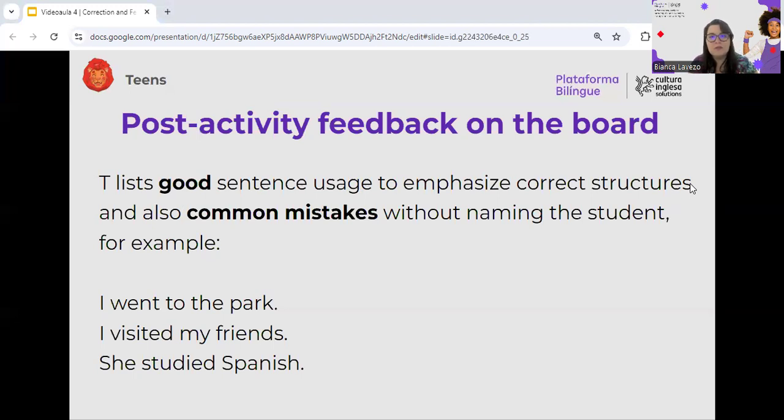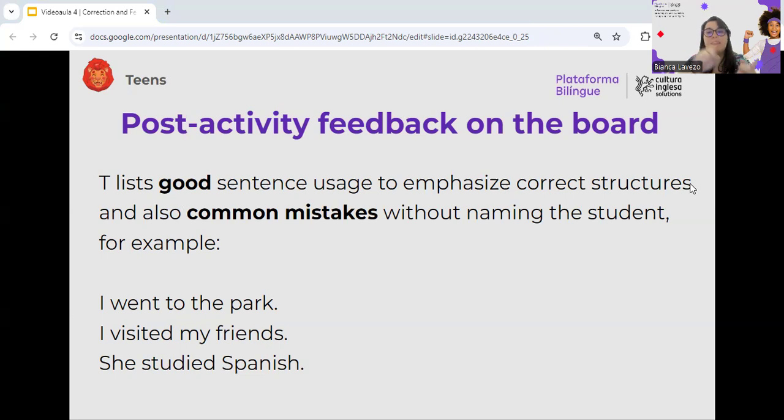sentences that show that they understood the target language. Let's say here the target language is the verbs in the past. They are talking about something that happened last week or last month during their vacations, anything like that. So they use the correct structures. So you show them, say, guys, that's great. Look at the sentences that you used. Are the sentences in the past? Yes. How do you know the sentences are in the past? Went, visited, studied. Excellent. Well done. They are all in the past.